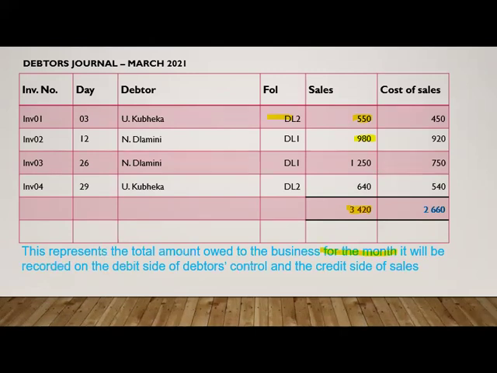So what are we going to do with that total amount owed for the month? We will record it on the debit side of debtors control, and then again on the credit side of sales. So that's what you will do. You will record it on the debit side of debtors control and the credit side of sales.